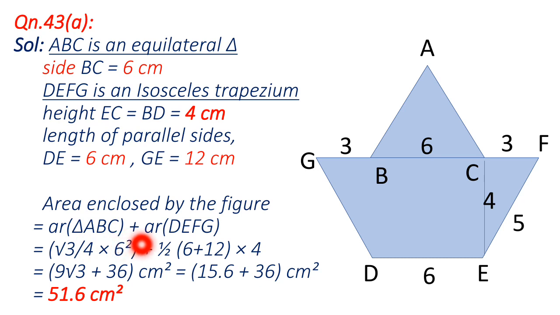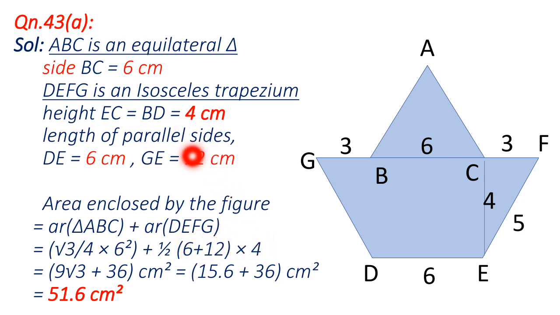So side is given 6 centimeters, so we will take 6 square, and this is added with 1 by 2 into 6 plus 12. This is the sum of the parallel sides. 6 means one parallel side, this one, and 12 means this other parallel side. So we know that the area of the trapezium is 1 by 2 into the sum of the parallel sides into height. So these are the two parallel sides, into 4, which is the height.